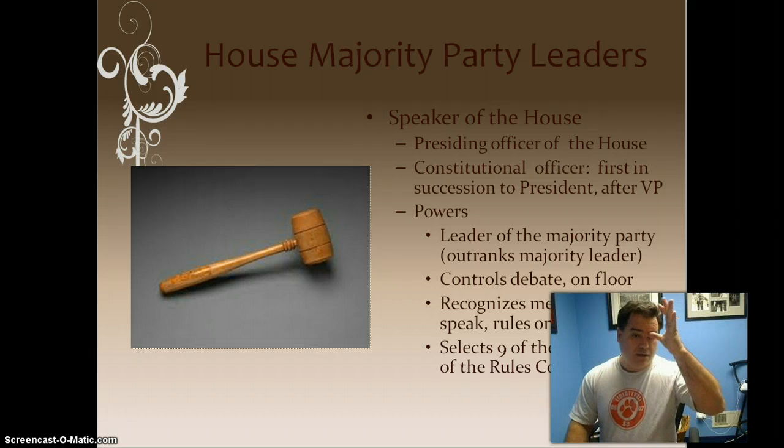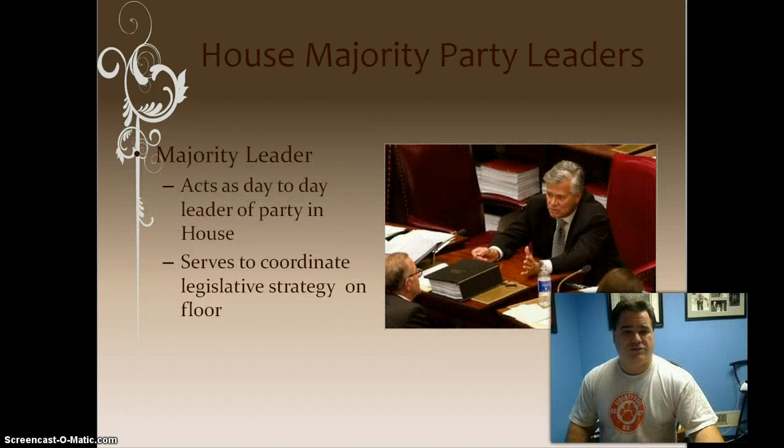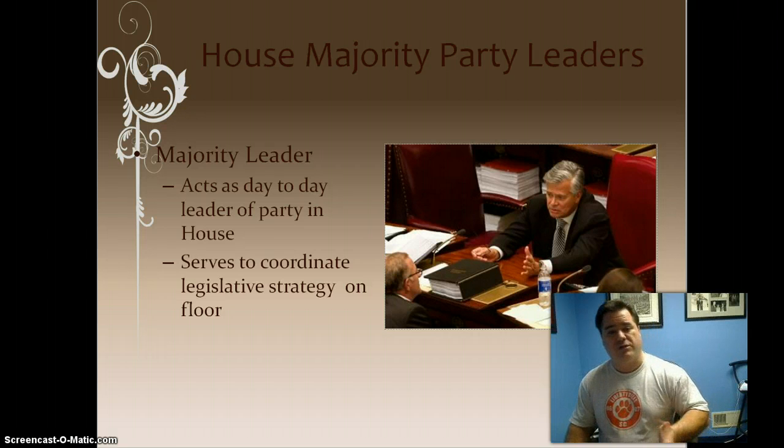Now, there are other officers in the House Majority Party. The House Majority Party leadership also includes a majority leader who acts as the day-to-day leader of the party in the House of Representatives. The coordination of political strategy and legislative floor strategy. Are we going to call this bill? Should we call that bill? Do we have the votes for it? These kinds of political decisions are governed by the majority leader.